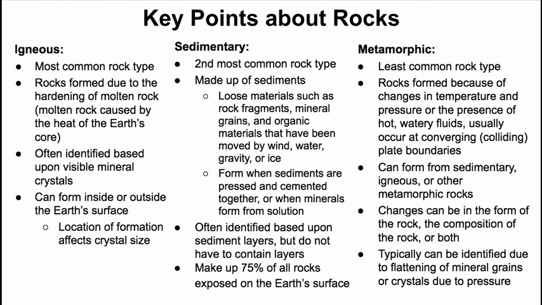Metamorphic rocks are the least common type of rock, and these form because of temperature changes and pressure changes, usually at converging plate boundaries. Metamorphic rocks can form from sedimentary, igneous, or other metamorphic rocks. And the changes can be in the form of the rock, the composition of the rock, or both. And they're typically identified based on the flattening of mineral grains. So now we're going to look at each of these individually.